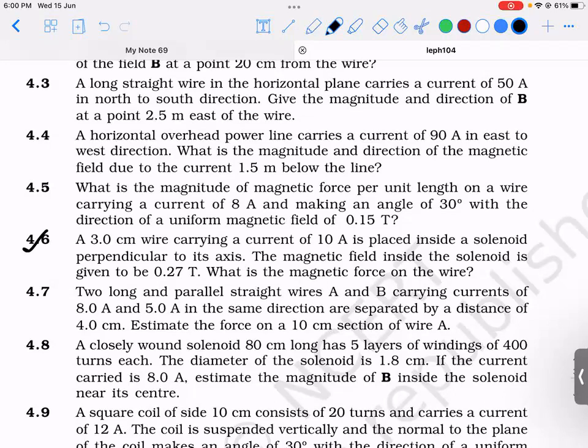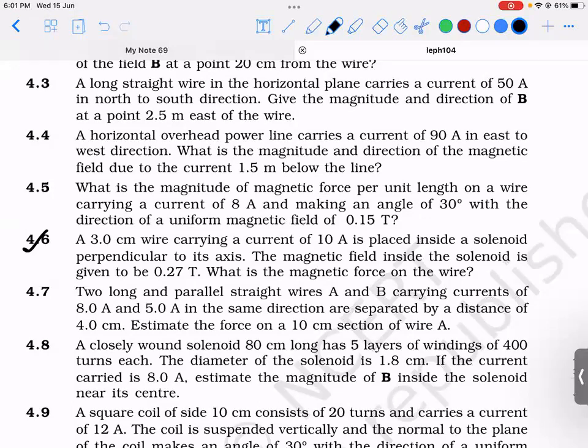Do it fast. So what is the formula for magnetic force? F is equal to BIL sin theta.